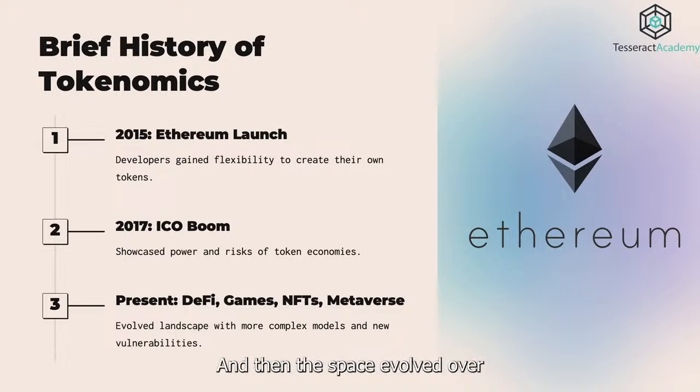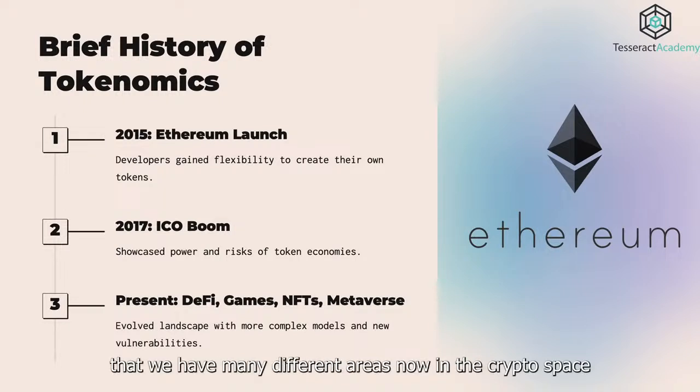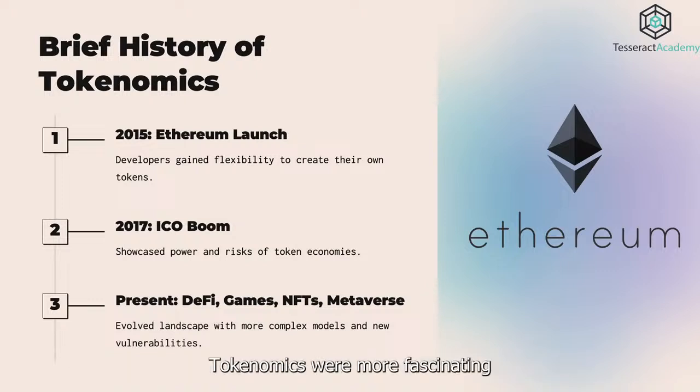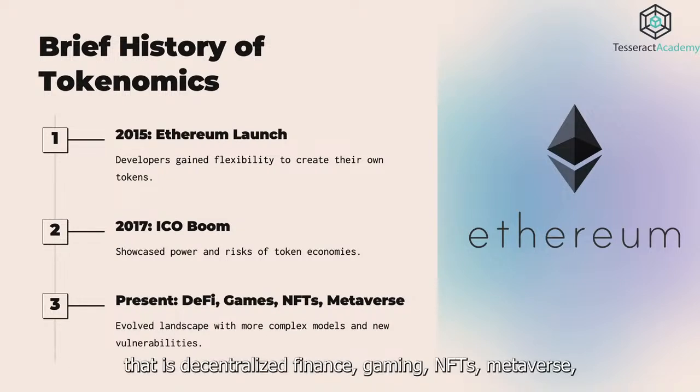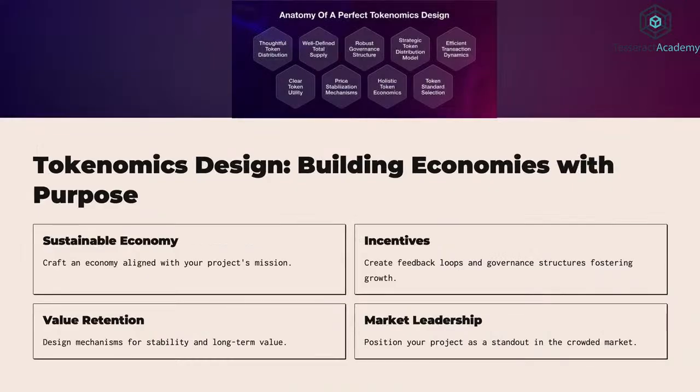Then the space evolved over time to the extent that we have many different areas now in the crypto space with complicated tokenomics, way more fascinating than anything we had in the past, in areas like DeFi, that is decentralized finance, gaming, NFTs, metaverse, and many more. So tokenomics design is about building economies on a blockchain with purpose. There are many different aspects that need to be taken into account when building a token economy. Some of those are sustainability of the token economy. You want to make sure that it's going to last for a long time, ideally forever.